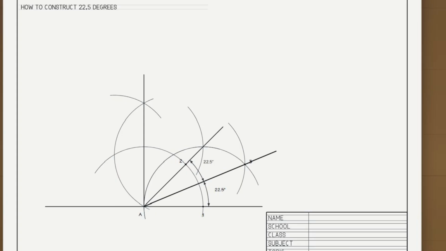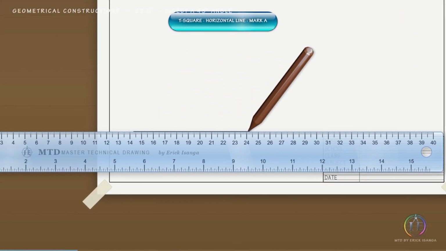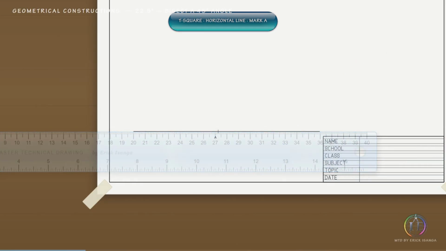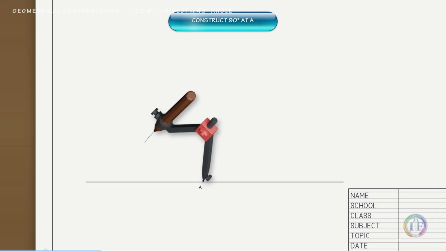In this lesson, we shall construct an angle of 22.5 degrees. We build it in stages, a right angle, bisected to 45 degrees, and then bisected once more. We begin with a horizontal line and the point A. First, using the compass, we construct a right angle at A, exactly as before.